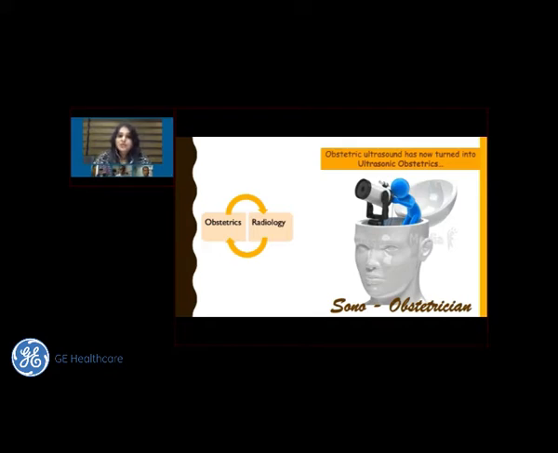For a lot of obstetricians who do your own ultrasounds, I would take you through the very basics of measuring fetal biometry, whether to date, whether not to date, and how to date. Obstetric ultrasound has now turned into ultrasonic obstetrics. And all of us here, whether we are obstetricians, radiologists, fetal medicine specialists, we are all sono-obstetricians. That is the need of the hour.